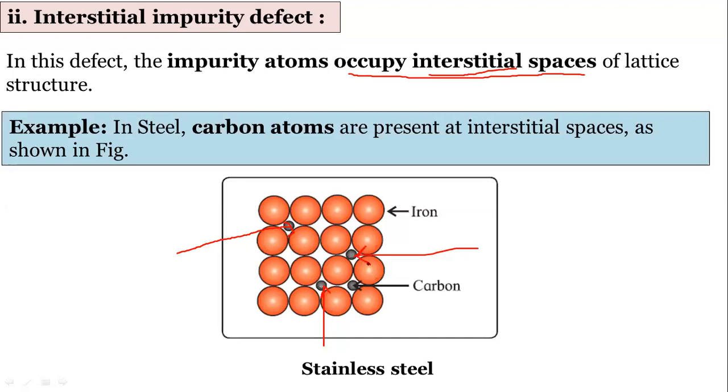This can be asked for 2 marks in the examination: write a note on impurity defect or interstitial impurity defect. They will mention which impurity defect we have to write.